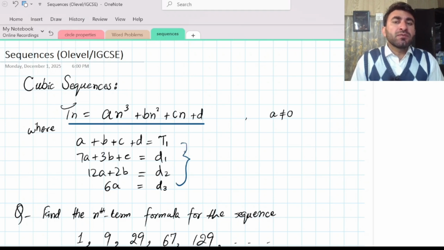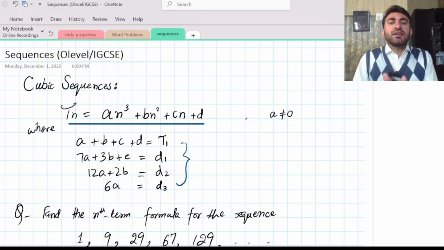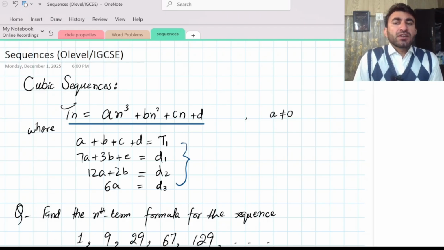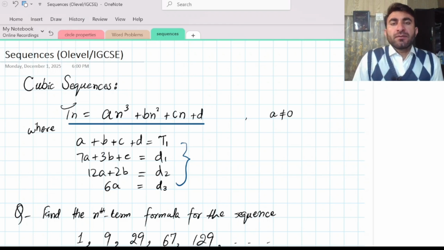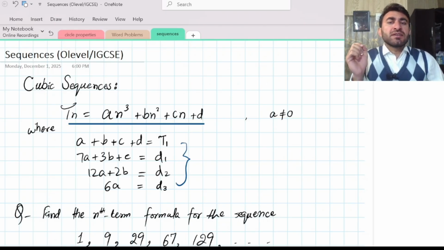The main problem with this formula is that we need to remember these four relations. The first relation is that a plus b plus c plus d equals t1, the first term of the sequence. 7a plus 3b plus c equals d1, the first difference. 12a plus 2b is equal to d2, the second difference, while the third difference d3 equals 6a. So as there are four equations, we can figure out the values of the four unknowns, and then we will replace them back in the formula to generate the nth term.